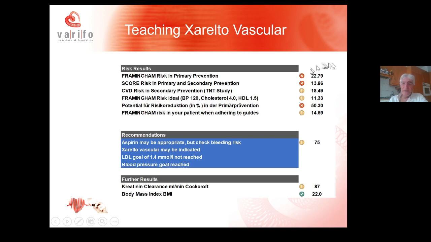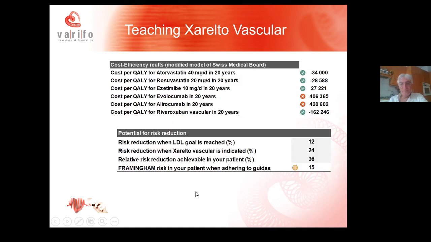So when one of these values is over 10 for SCORE, or over 30 for the secondary and primary prevention risk calculators, then you have a very high risk situation where you should get the LDL below 1.4. And it also tells you if the blood pressure goal in your patient is reached. You get the information about renal function and body mass index. And interestingly, you also get information about the cost efficiency based on cost per quality.